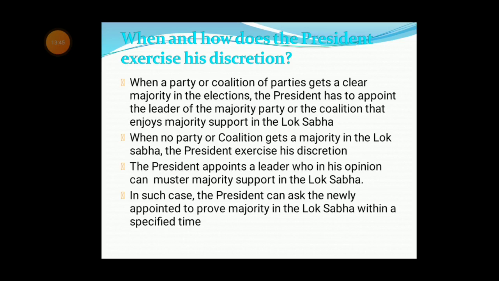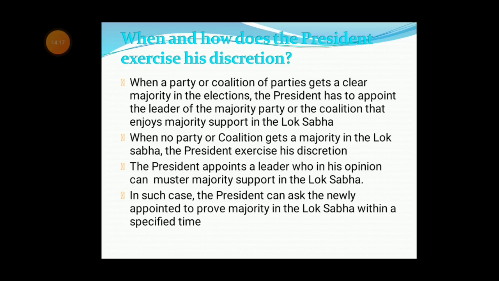So next we have very important things. This is all not there in your book, my dear students. I am giving you an elaborated view about this chapter. So when and how does the president exercise his discretion? When a party or a coalition of parties gets a clear majority in the election, the president has to appoint the leader of the majority party or the coalition that enjoys the majority support.